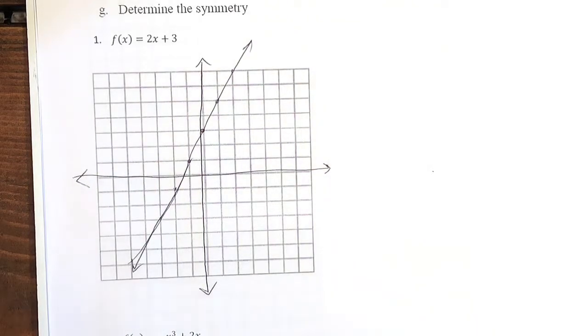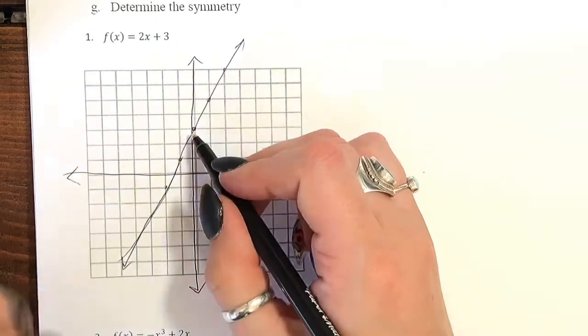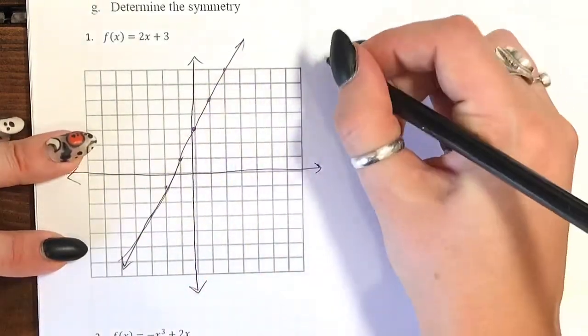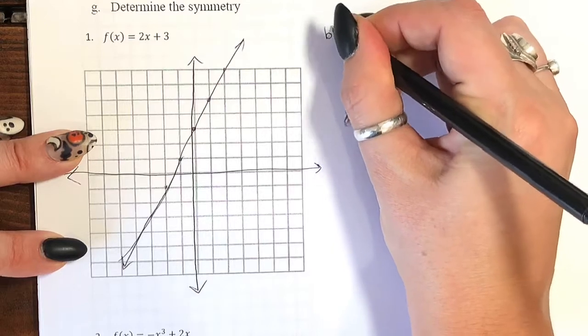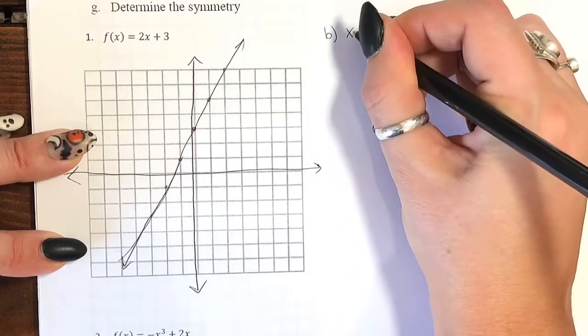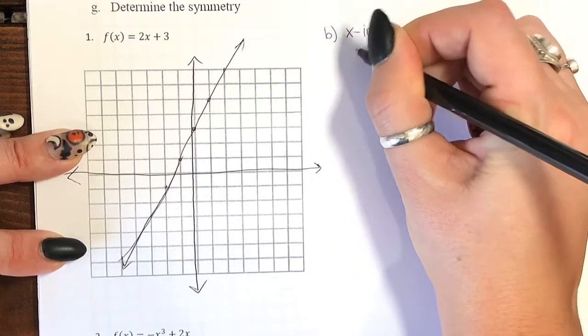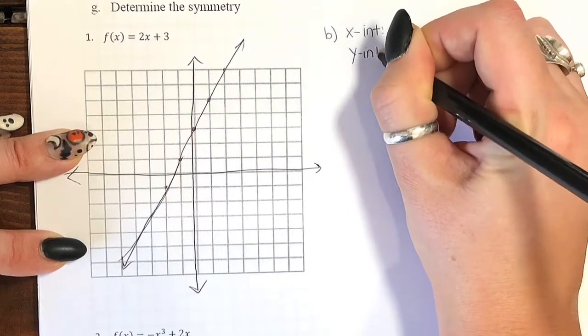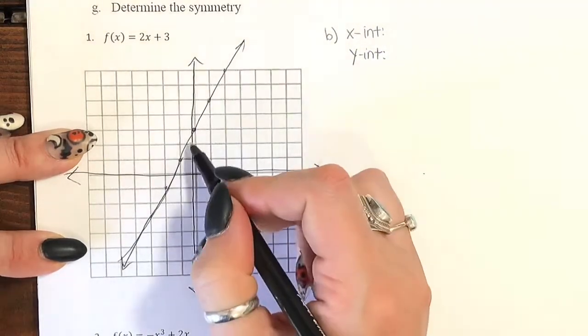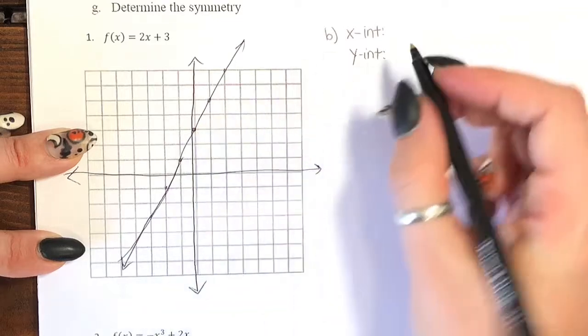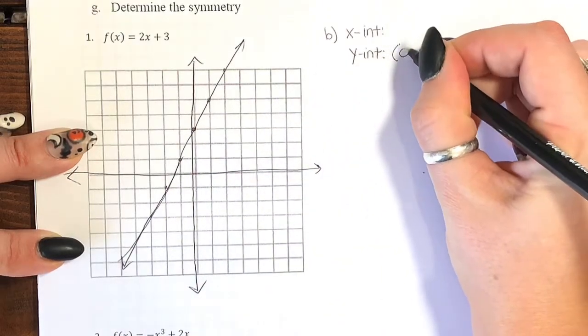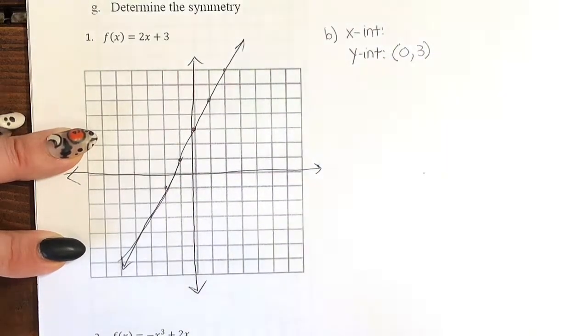Part B was to identify the intercepts. So we already see what our y-intercept is. So I'm just going to put a little thing over here. Let's find our x-intercepts and our y-intercepts. So our y-intercept we already know is going through 3. So I'm just going to put that. It's at 0 for x, but up 3 for y.